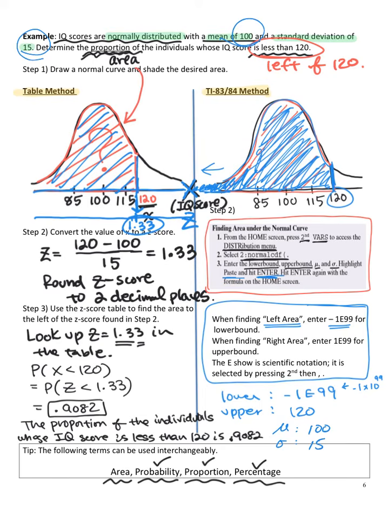Now, we're going to do this one a little bit later, but if you're looking for the area to the right, then you're going to enter positive 1E99, or just 1E99, for the upper bound. And then the left bound, which is the lower bound, is going to be the x value. But we'll do this one a little bit later. So let me show you how it looks on the calculator.